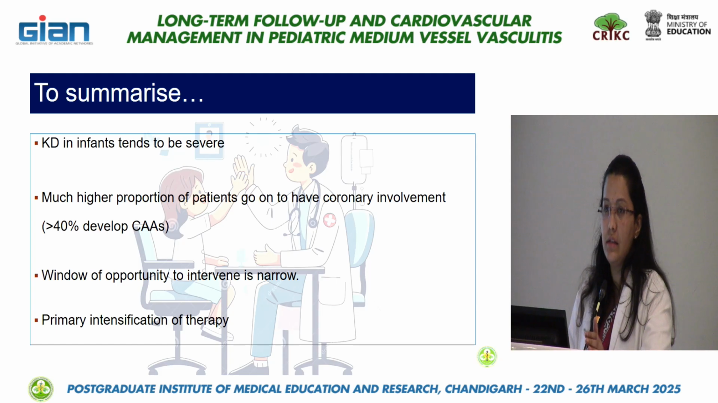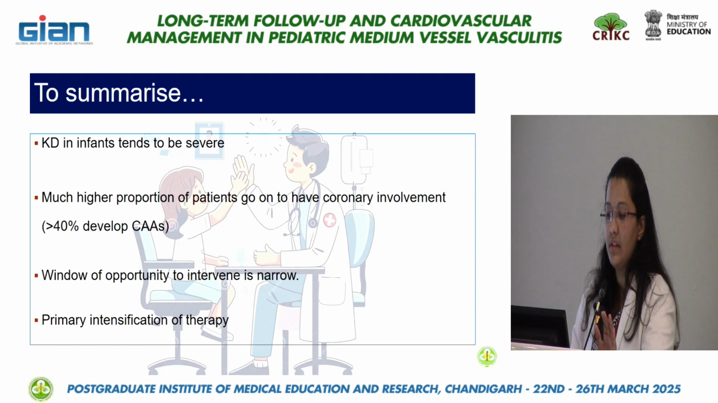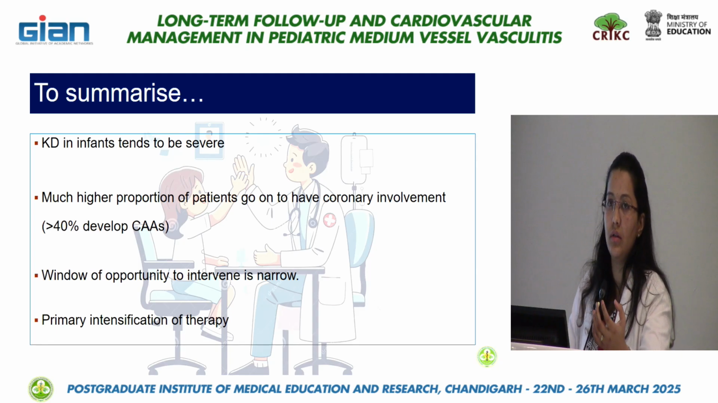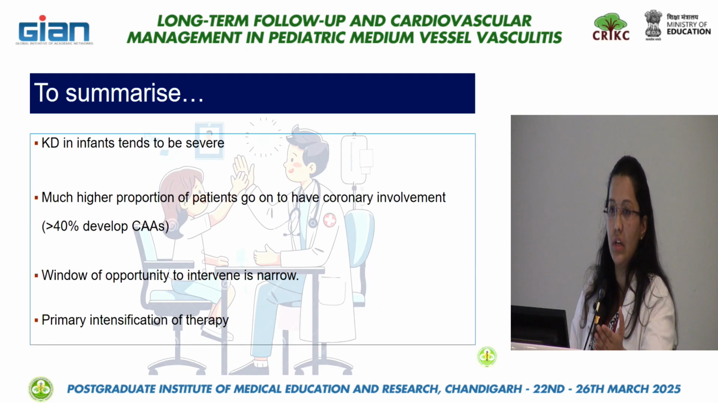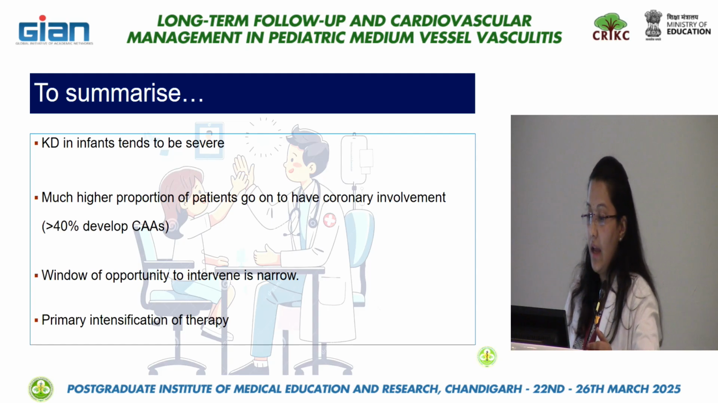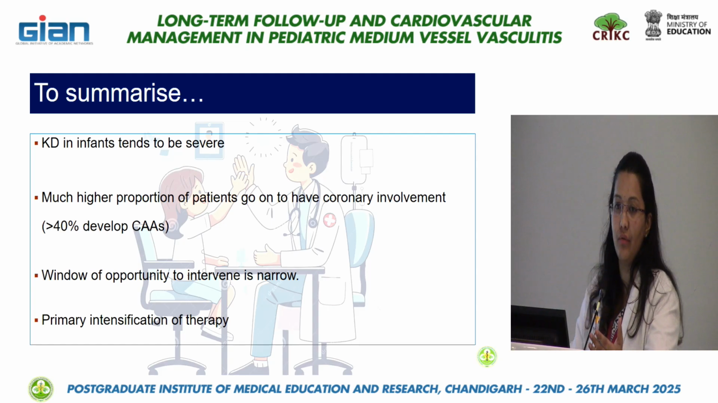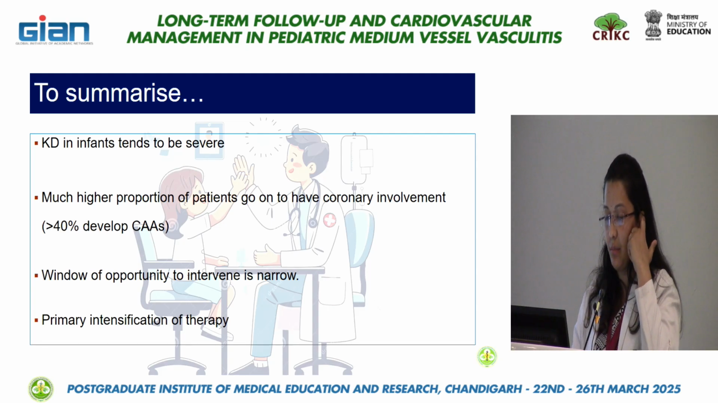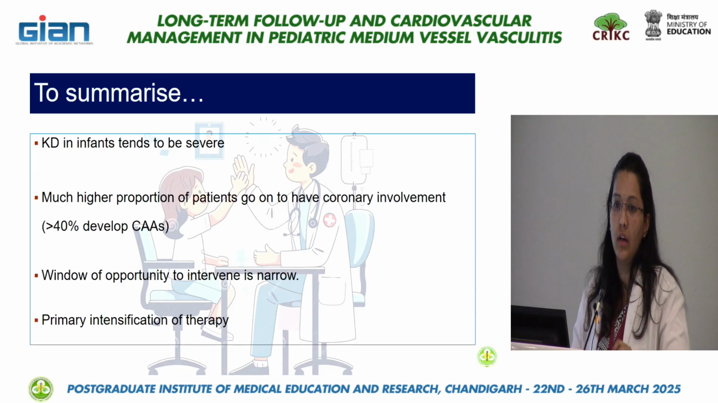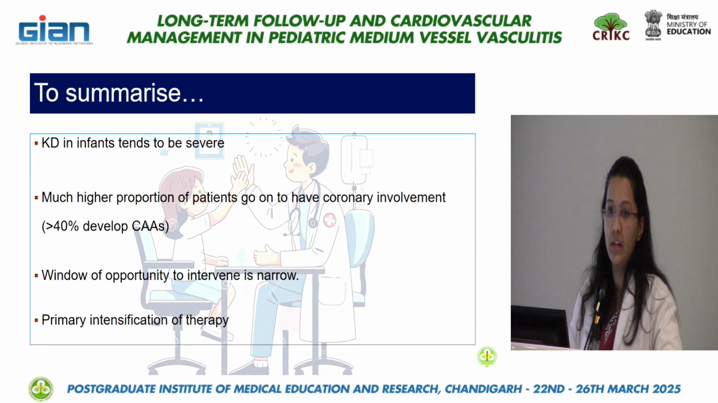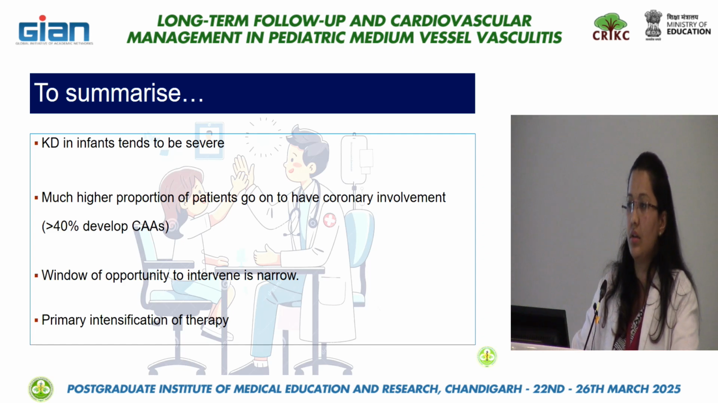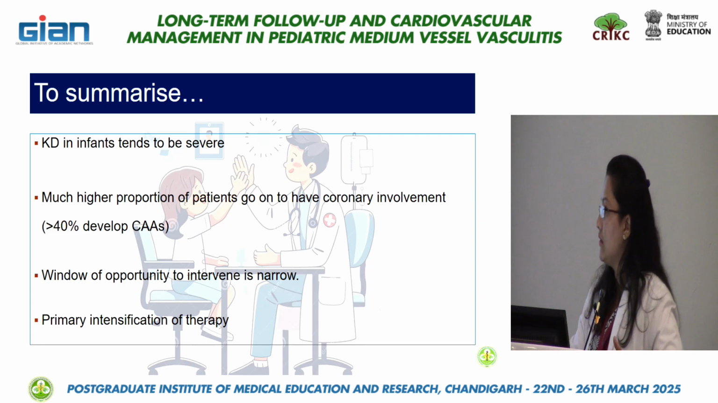So to summarize, KD in infants tends to be very severe. They have unusual presentations, so we need to have a high index of suspicion in each patient whenever they have a prolonged fever, especially along with irritability, and they have a high chance of developing coronary artery aneurysm, and they give a very short window to treat before they develop huge ballooning aneurysms. So primary intensification of therapy is needed in these children because they come under high risk. Thank you.